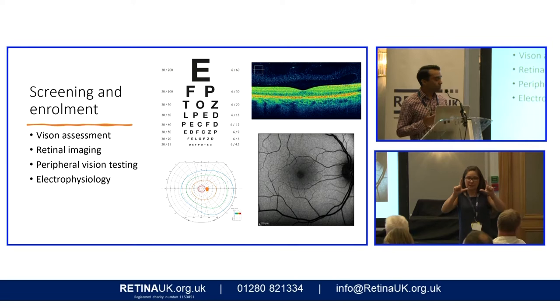So in the top right, we've got a picture of an optical coherence tomography, an OCT image of the central retina, and that's an imaging modality that lets us look at the different layers of the retina. In the bottom right, you've got a blue light fundus autofluorescence image, and that type of imaging gives us information about the retinal pigment epithelium in the retina. Peripheral vision testing, that's visual field testing, may also be required, and in some instances, electrophysiology testing may be required.